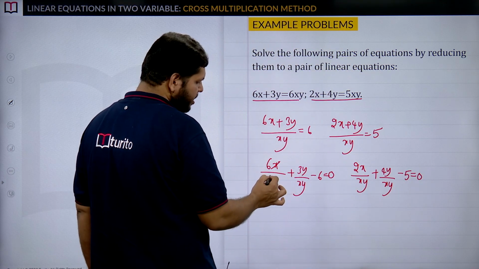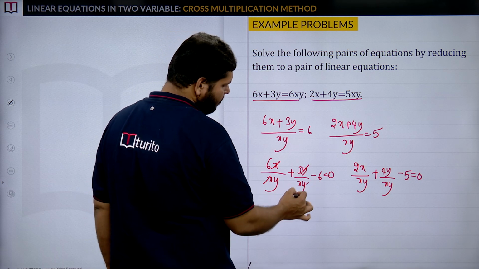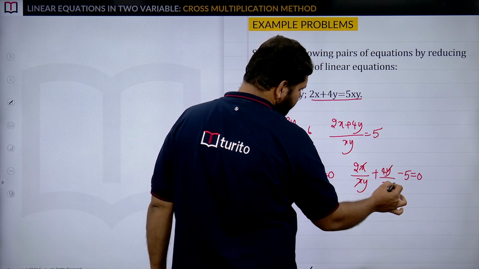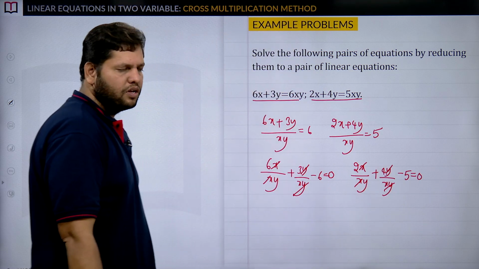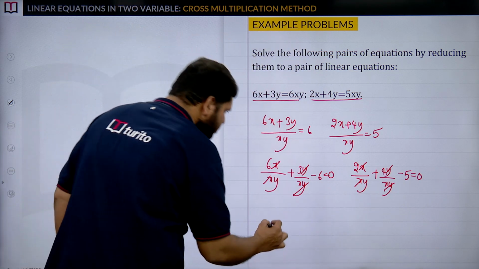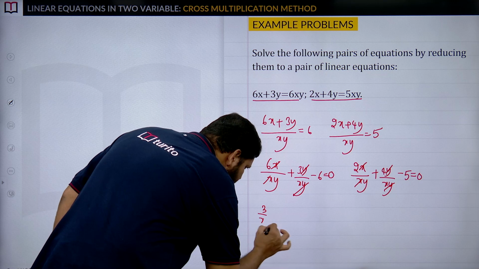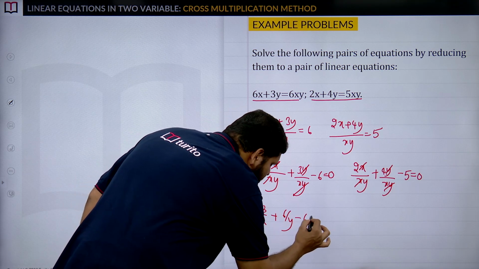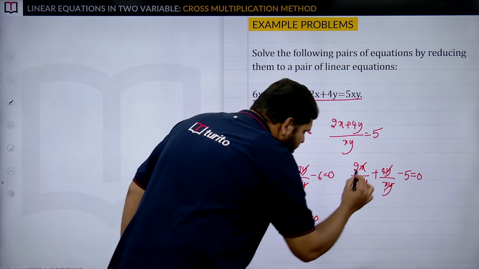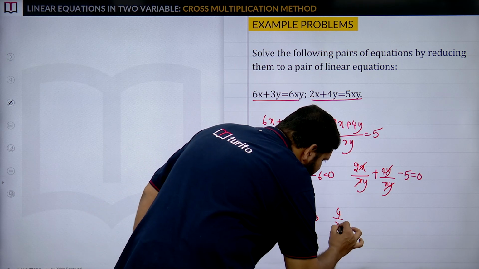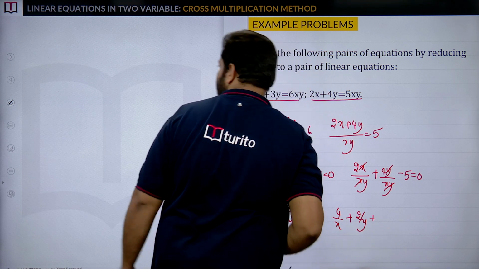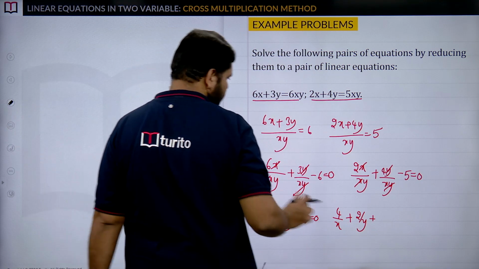Children, here the x cancels, here the y cancels. Here also x cancels, and here y and y cancel. Then, children, what does the equation become? 3 by x plus 6 by y minus 6 equals 0. And here we can write 4 by x plus 2 by y minus 5 equals 0.